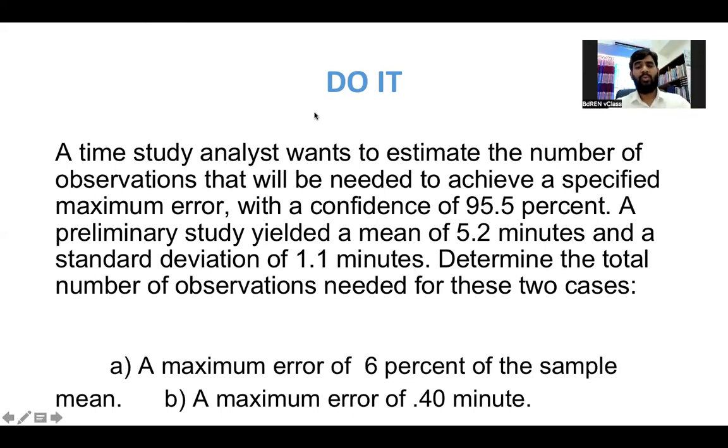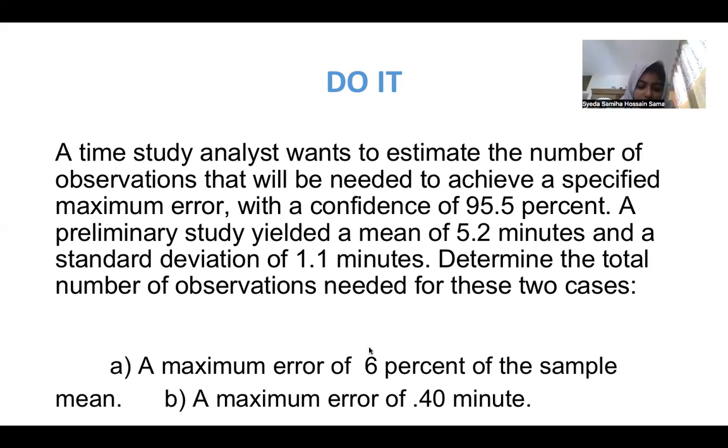So what is Z? Z value is 2. Is it 2 multiplied by the standard error? Here standard error is 1.1. 1.2 multiplied by 1.1, divided by 6%, that is 0.06. 6% means 0.06. Maybe you made a mistake here. Oh, yes, sir. It's 49.7, that means you need to observe the employee 50 times. All right, 50 times, yes.